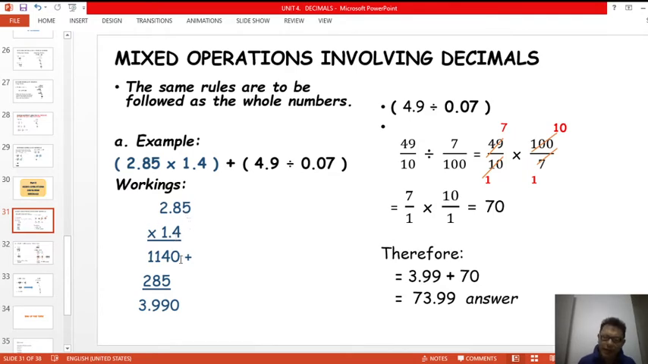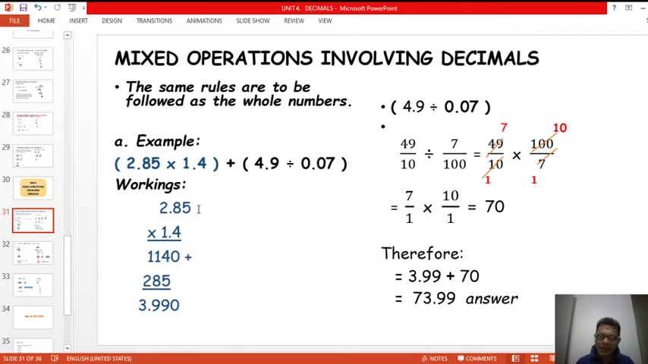So here we have 2.85 times 1.4. 4 times 5 is 20, so we get 0, bring down 2 on top. 4 times 8 is 32 plus 2. Remember, there's an imaginary 2 there, so we get 34. So bring down 4, carry up 3. 4 times 2 is 8, plus 3 is 11. So we get 1140.